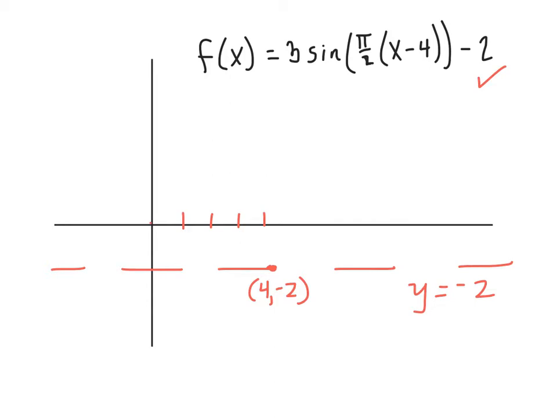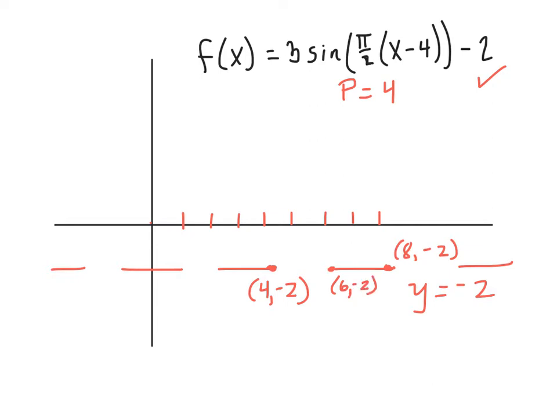The second point that I like to find is the fifth point, actually, the final point. That actually comes from where we determined that our period was 4. So 4 units from 4 would take us to 8. Our graph will end, or the portion of our graph will end at the point 8, -2. So we know that our graph will complete one entire cycle from 4, -2 to 8, -2. We also know that the graph will cross the midline again halfway through the cycle. That would be the point 6, -2.